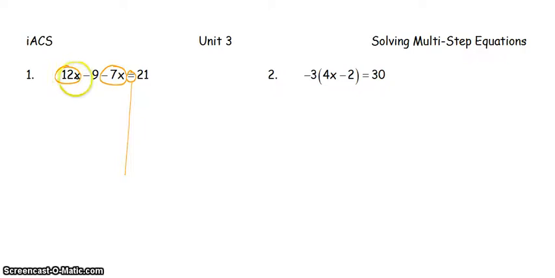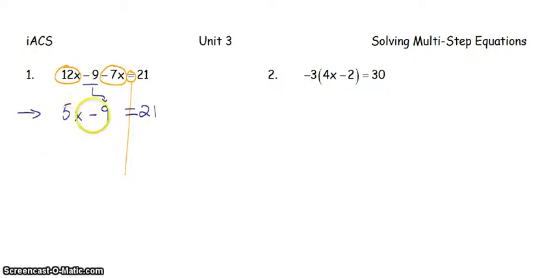If I have 12x's and I take away 7x's, I'm left with 5x. That's 12x minus 7x. Always look at the sign in front when you're combining like terms. The negative 9 doesn't have a partner on the left side, so I just bring that part down. The right side is already simplified. All I have is the 21. What I'm left with now in this line is a two-step equation, which is what we solved for yesterday.